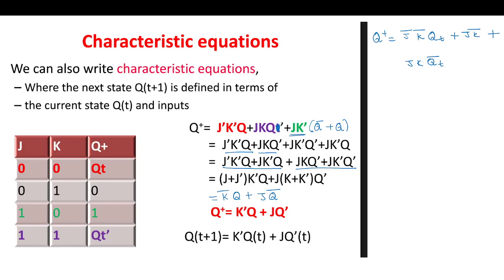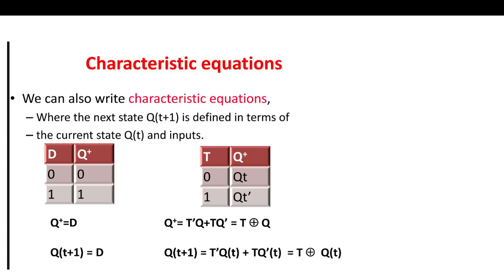We can also use K map for getting this. We can also write characteristic equation. So here it is directly Q plus is D, and this is complementary. So how we will write for T: Q plus, when T is 0, it is Q(t), when it is 1, it is Q(t) complement. That is, it is XOR of T and Q(t).